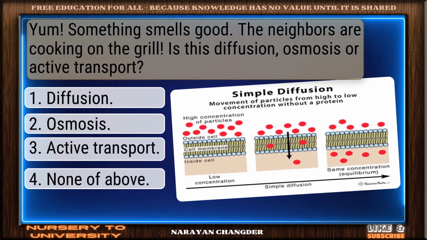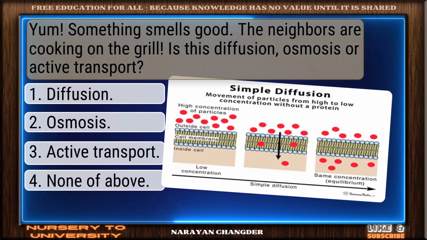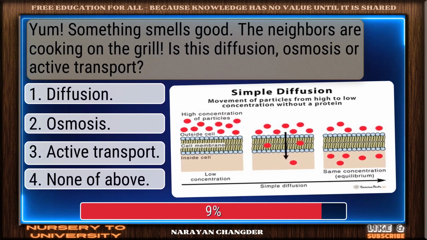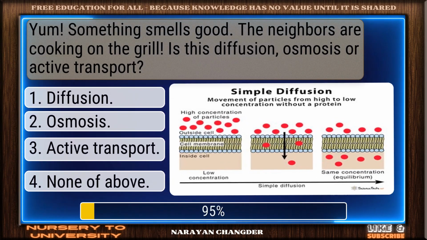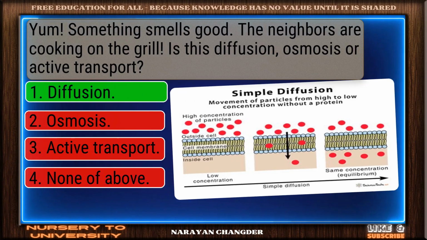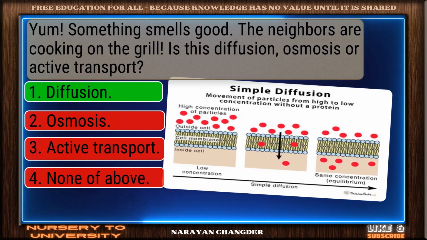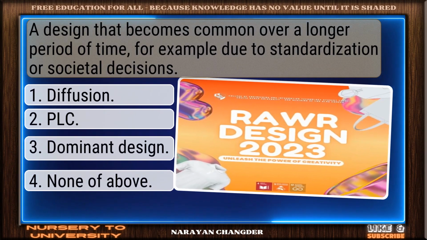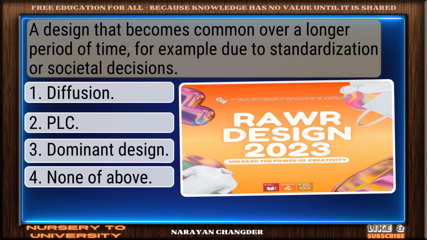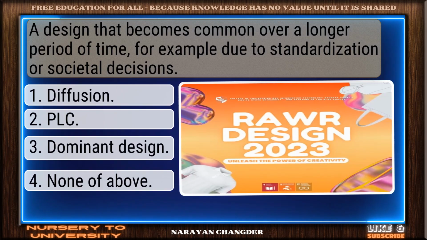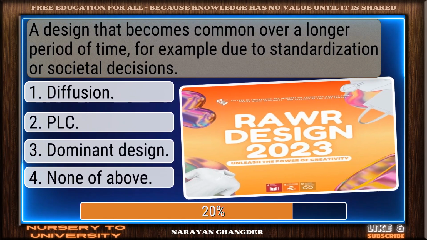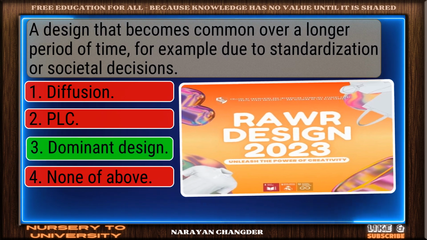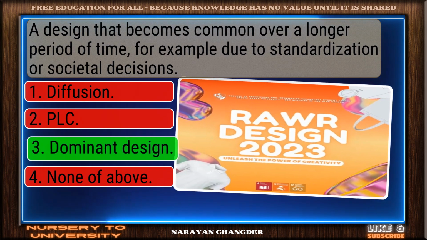Yum! Something smells good. The neighbors are cooking on the grill. Is this diffusion, osmosis, or active transport? Good thinking. Diffusion is the right answer. A design that becomes common over a longer period of time, for example due to standardization or societal decisions. Exactly. Dominant design makes sense and it is the right choice.